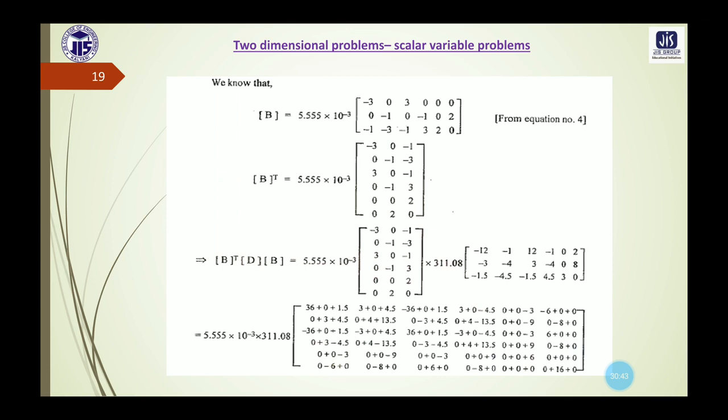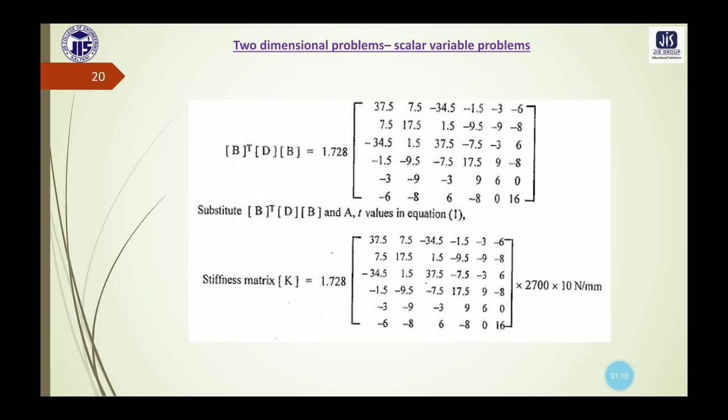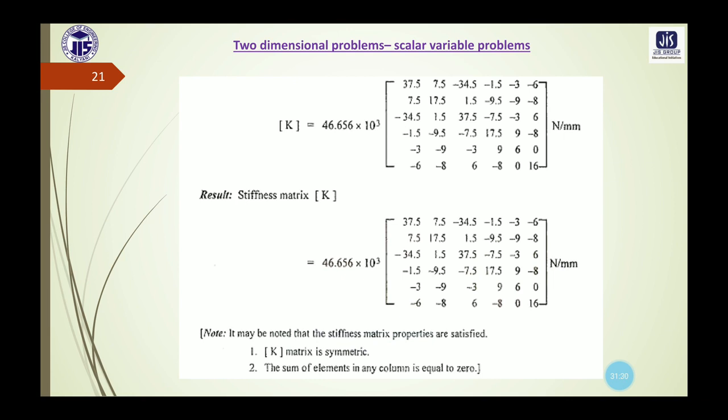Now we need to perform this B transpose multiplied by D multiplied by B again. So that means here it will be a multiplication of a 6 by 3 matrix multiplied by a 3 by 6 matrix. The steps for this matrix multiplication are given here. And finally we get this representation. Now this value we need to multiply with the area and the thickness to get the final value of the stiffness matrix. So if we put in the value of the area and thickness, then after several steps we get this K matrix as the final value here.